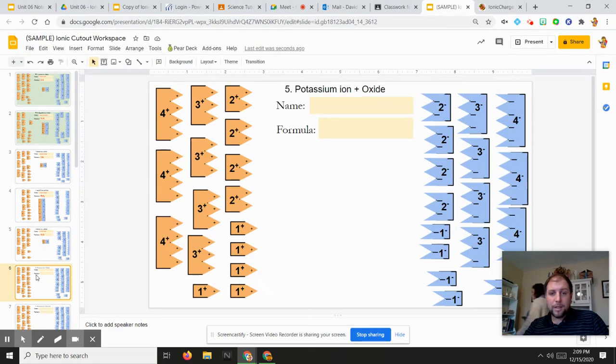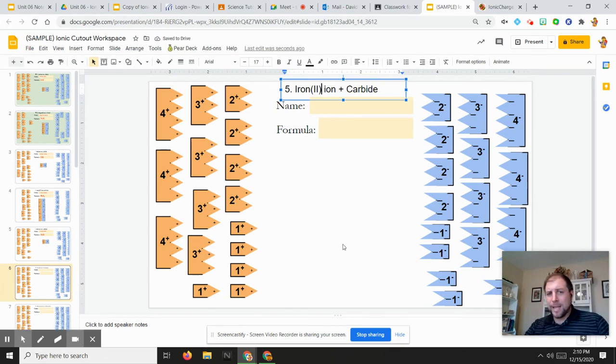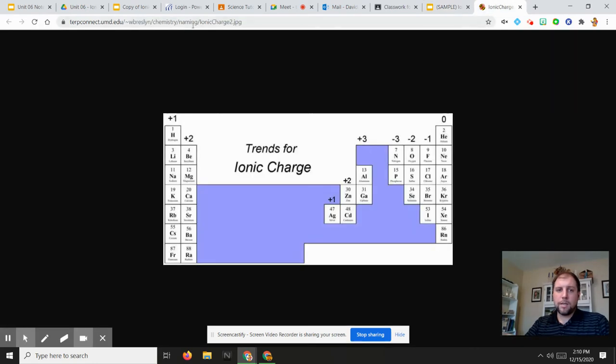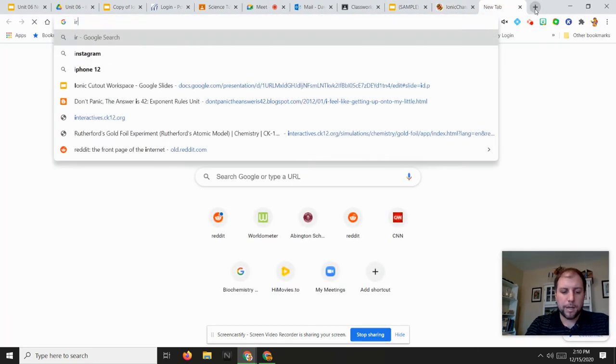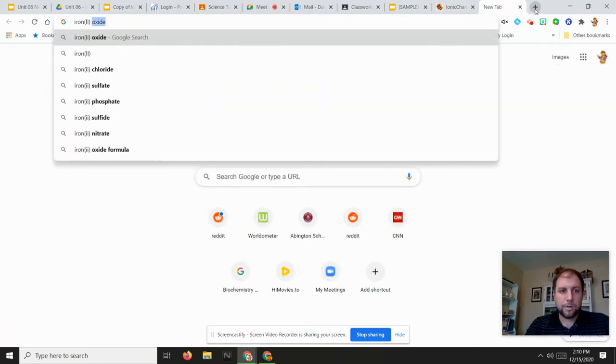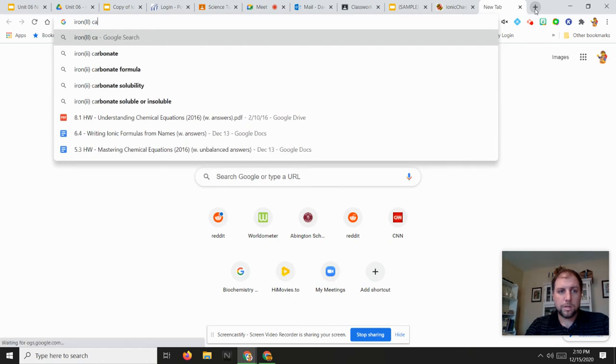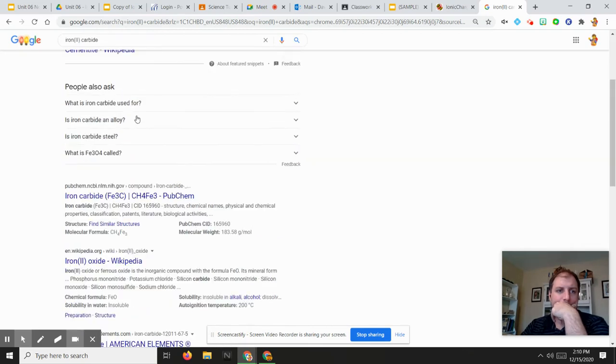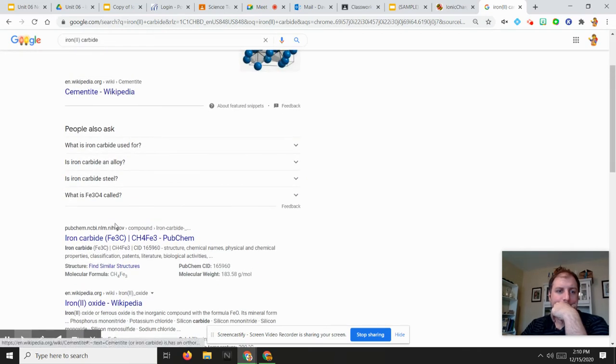All right, cool. Let's take a look at another one. Potassium oxide. Did I say potassium oxide? I meant iron 2 ions and carbide. Now the name is simple. It's just iron 2 carbide. By the way, does this thing actually exist? Let me check. All right, iron 2 carbide.